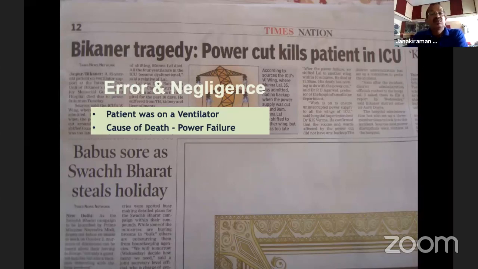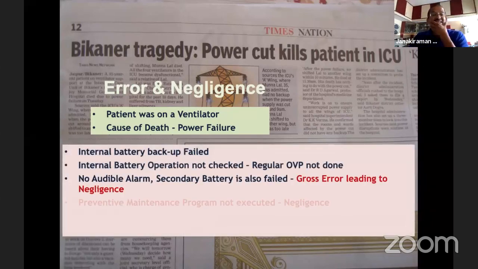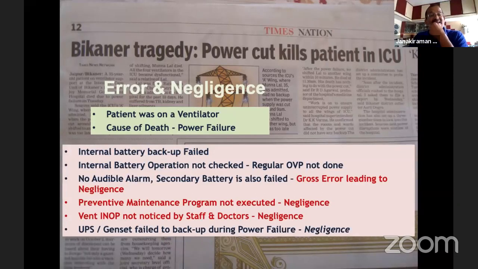So the cause of death is power failure. The internal battery backup failed. One more thing: the internal battery backup is the primary battery backup. There is a secondary backup, which is a high-charged capacitor or whatever it is, that will alarm when the internal battery backup has failed. So that's a second line of defense. Even that was not working.